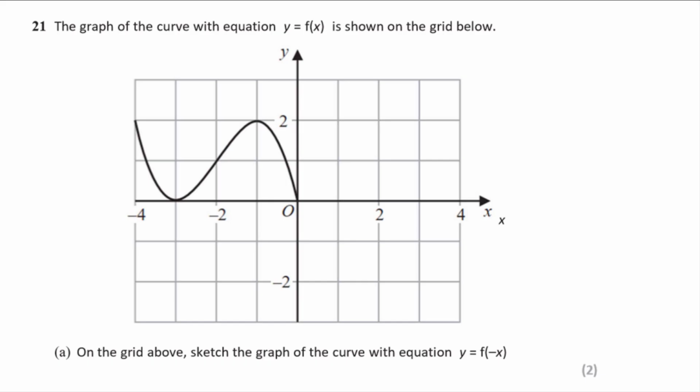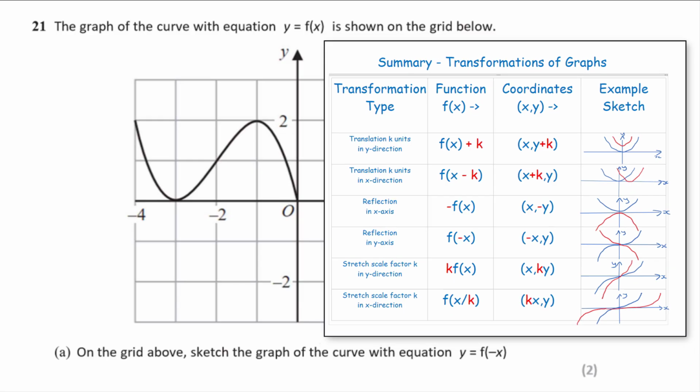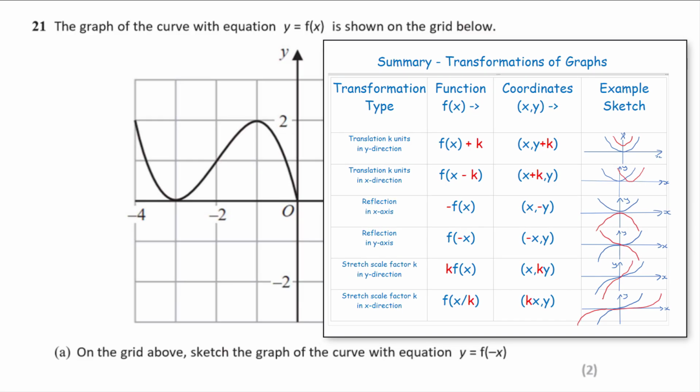Right, now this is one of our transformations of curves that we need to know about. There are 6 altogether. We need to know 2 translations, 2 stretches, and 2 reflections. Now this one is one of the reflections, isn't it? Y equals f of x goes to y equals f of minus x. What we're doing here is switching the positive x values for the negative x values, so that has the effect of flipping the graph, reflecting the graph in the y-axis.